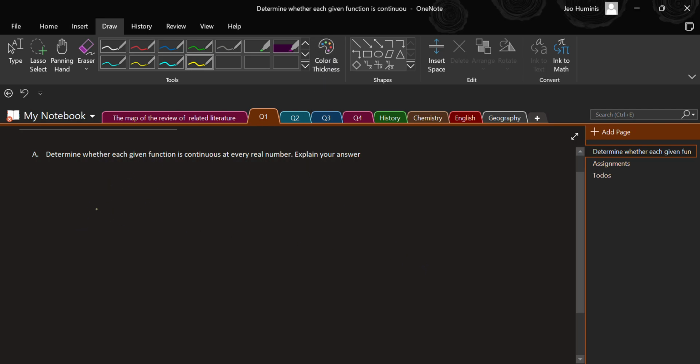Let's have f of x is equal to 5x plus 2. By definition, a polynomial function is always continuous at every real number. That is the definition. This is a polynomial function.